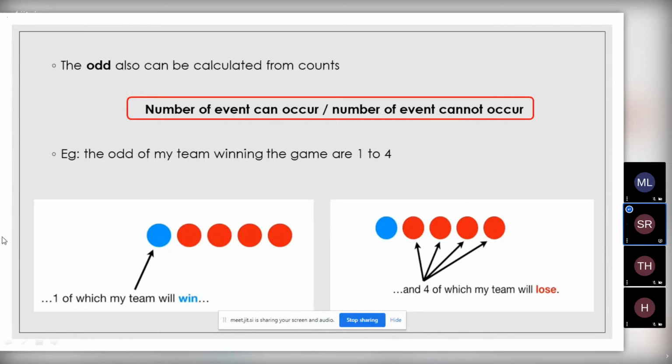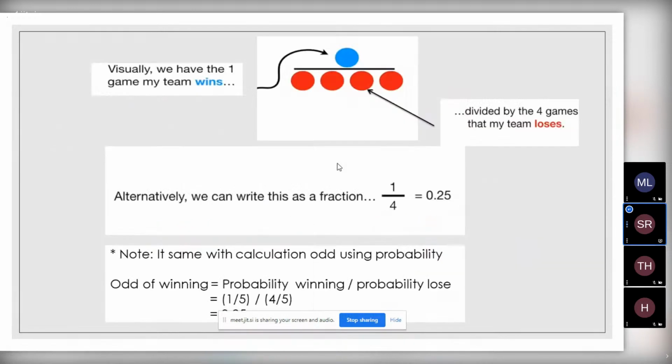We also can calculate odds directly from the number of events, or the count. For example, using the same example, the number of times the event occurs, winning the game, is one, and losing is four. We just divide 1 over 4, so we also get the same odds value, 0.25. Whether we use the probability formula or just the counts, it is the same.